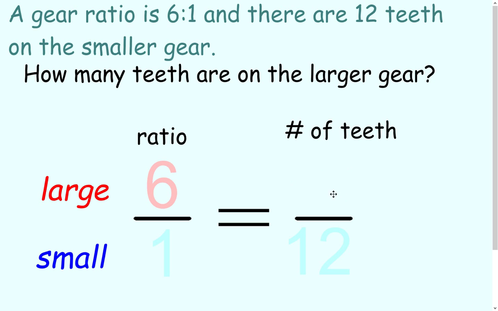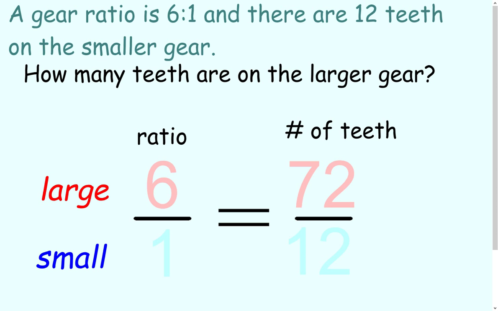Okay, so now I'm missing the number here. And I'm going to use that logical method and say, okay, 1 times what is 12? Well, times 12. Okay, so on the top I'm just going to do 6 times 12. 6 times 12 is 72. And if you weren't sure, you just cross multiply. 1 times 72 equals 6 times 12, and that works.